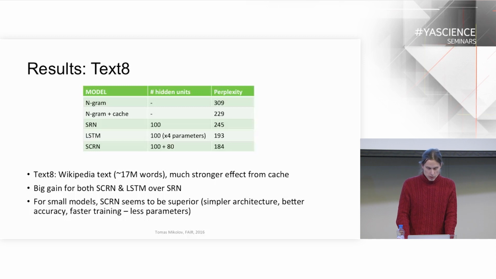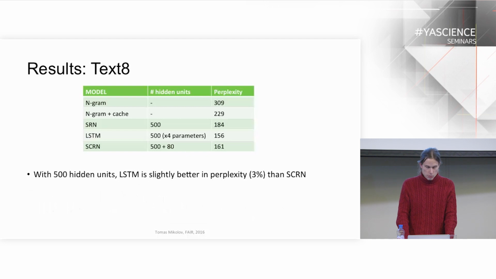Of course, this is with small models, because we inflated the size of the training set to 17 million words and still have just 100 units. So we can move to larger models with 500 units. All the recurrent networks get quite a bit better. Still, we can see nice gains from the models that can model the cache. LSTM is actually even a few percent better than our SCRN model. That's interesting. I think that with more tuning, we'll be able to get similar results.